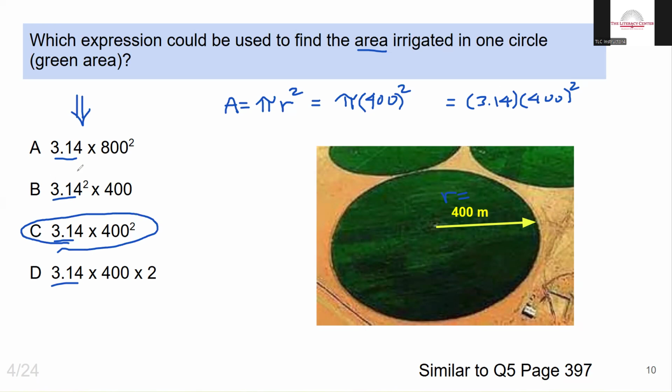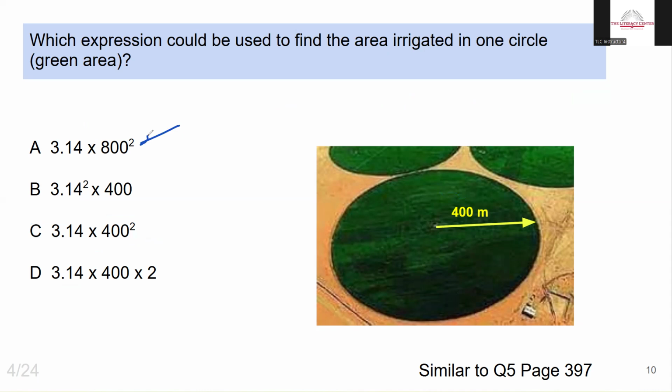So let's look at the mistakes that were made in these other options. What went wrong with A? Well, that looks like we found the diameter and then squared it. That's not the way the formula works. In option B, we squared pi. You will never square pi, so it will never be 3.14 squared. And option D is actually the formula for the circumference. That would have found the circumference. So sometimes it's helpful to note the kind of mistakes that they will plant in the answers to try to trick you.